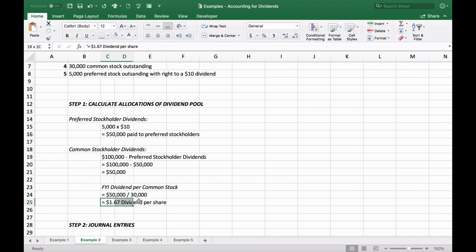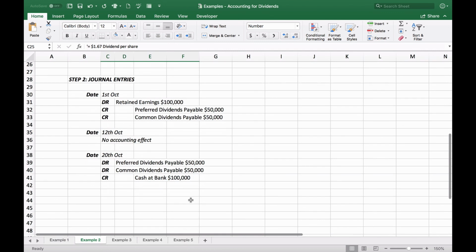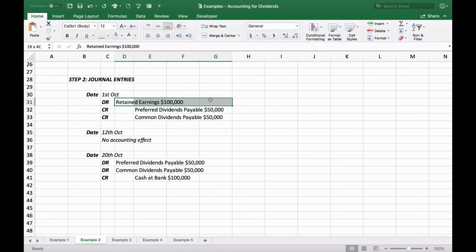So it would be 167 a share, rounded to the nearest cents. Okay, step 2, the journal entries. It's almost the same, but this time we've broken up the preferred dividends and the common stock dividends. So again, we draw upon retained earnings and debit retained earnings on the 1st of October for the amount of $100,000. That was what was allocated in dividends.